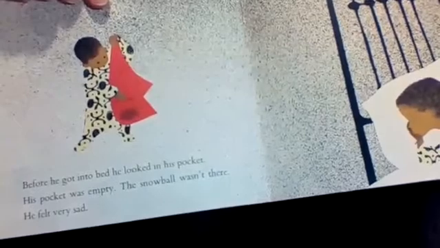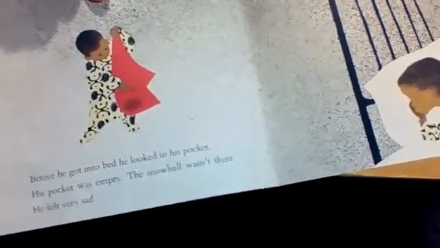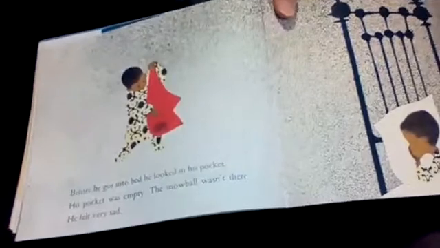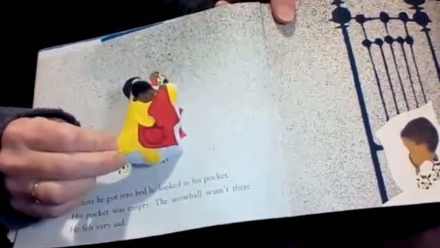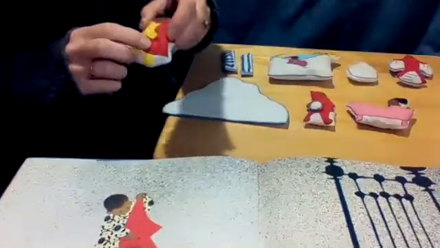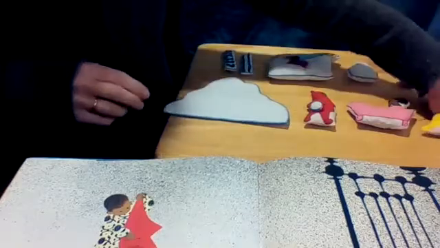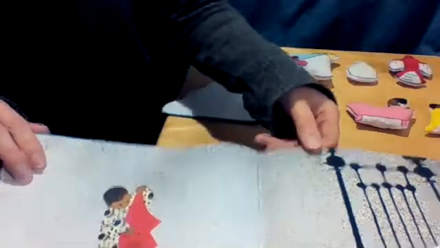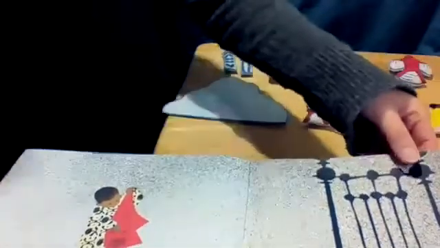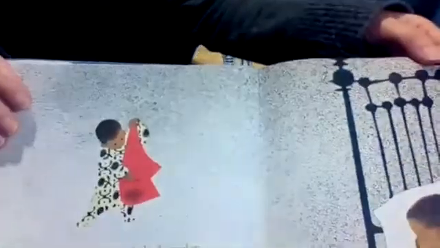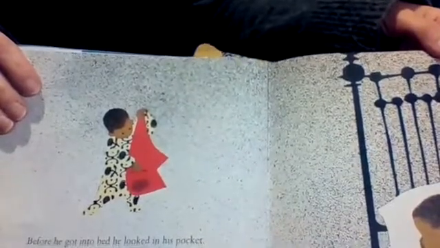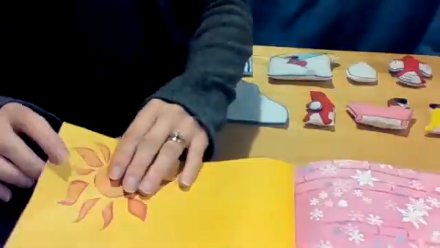What's he doing right here? He's checking his pocket. What's he looking in his pocket for? You remember? What's he looking in his pocket for? The snowball. Was it in his pocket? It was empty. Where did the snowball go? Why was it empty? It melted. The snow needs to be cold. What does it turn into after it melts? When the snow melts, what does it turn into? It turns into water, doesn't it?